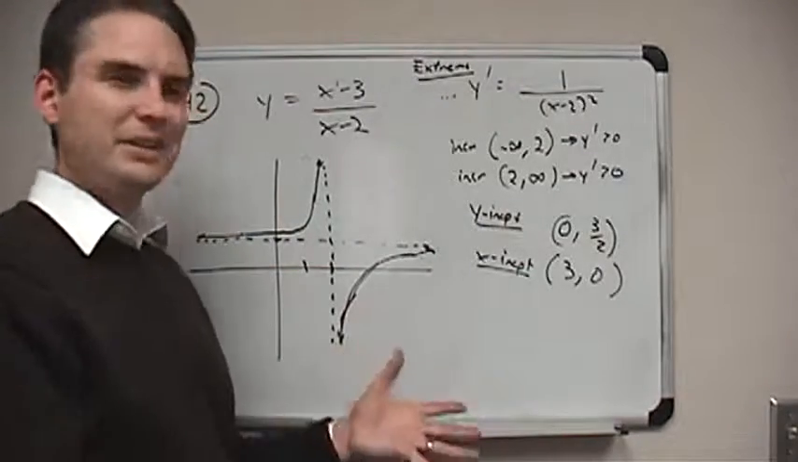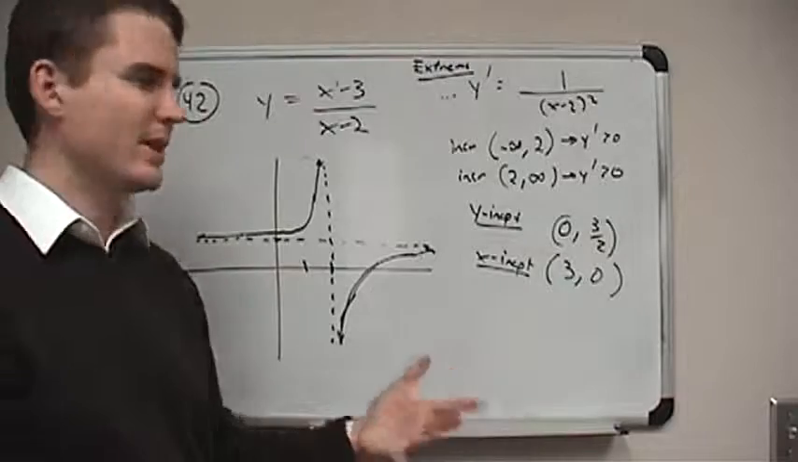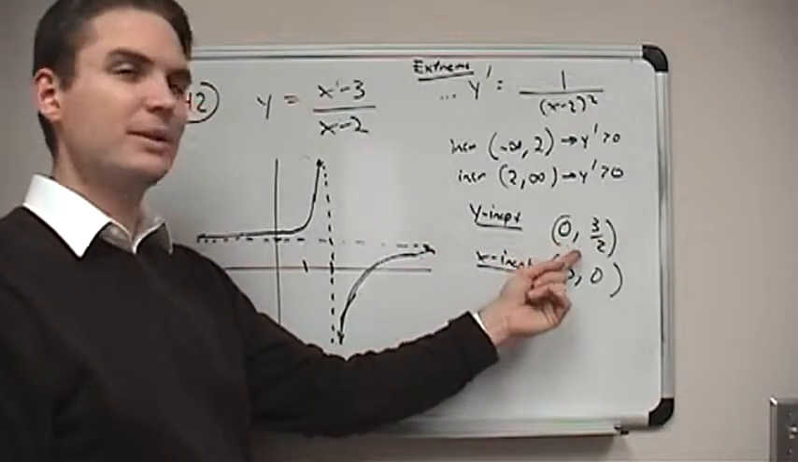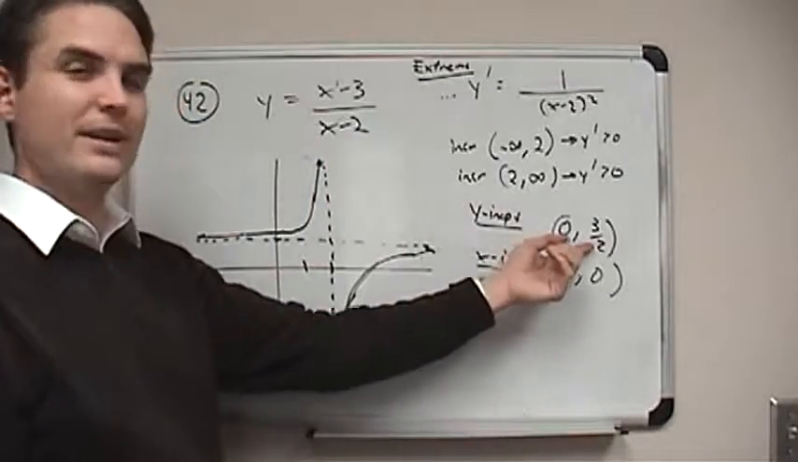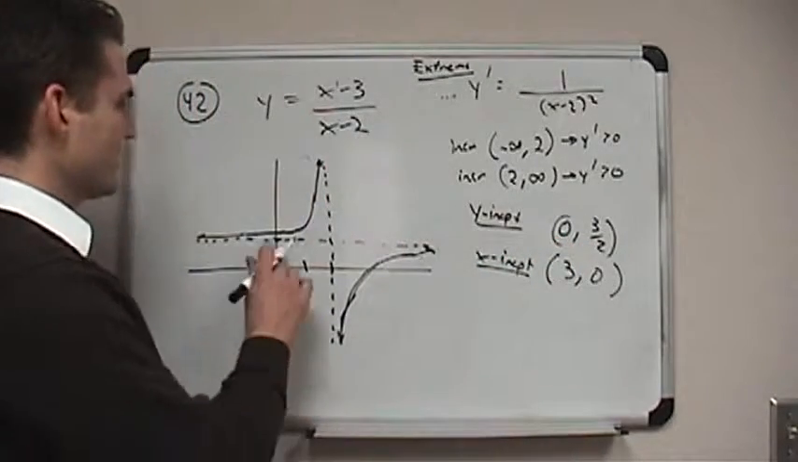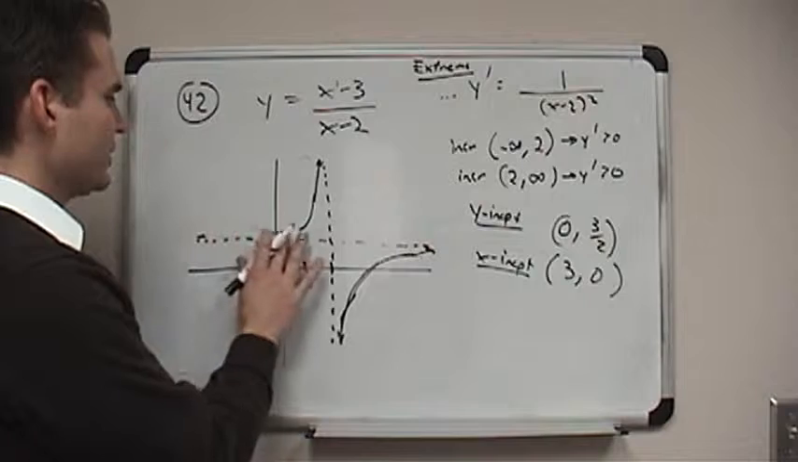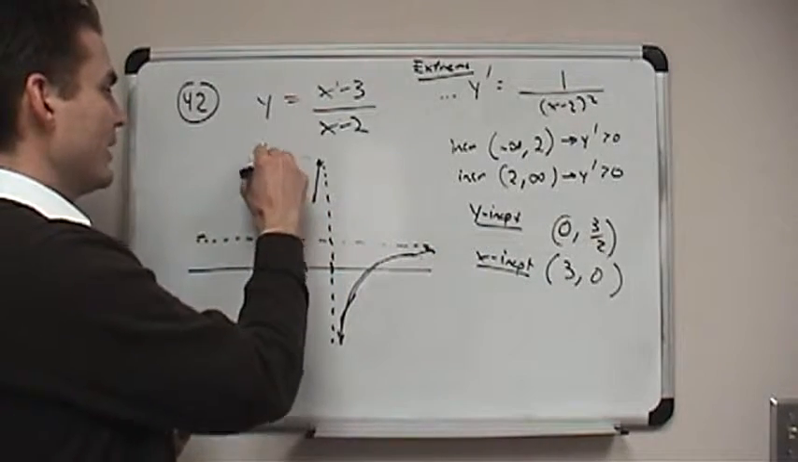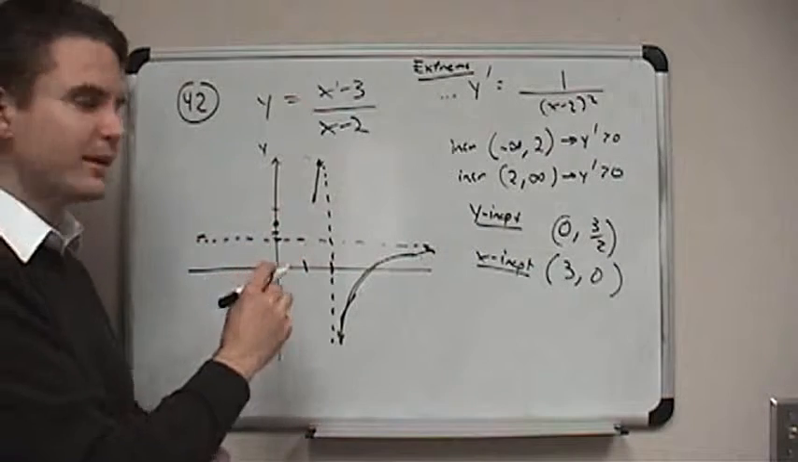But what about intercepts? Well, these are just points we like to find when we graph anything. You find the y-intercept by letting x equal 0 and solving for y. When we do that, we get 3/2 for y. So that's something I can change a little bit on my graph. The intercept is (0, 3/2). That's the y-intercept. So 3/2 is about right here.